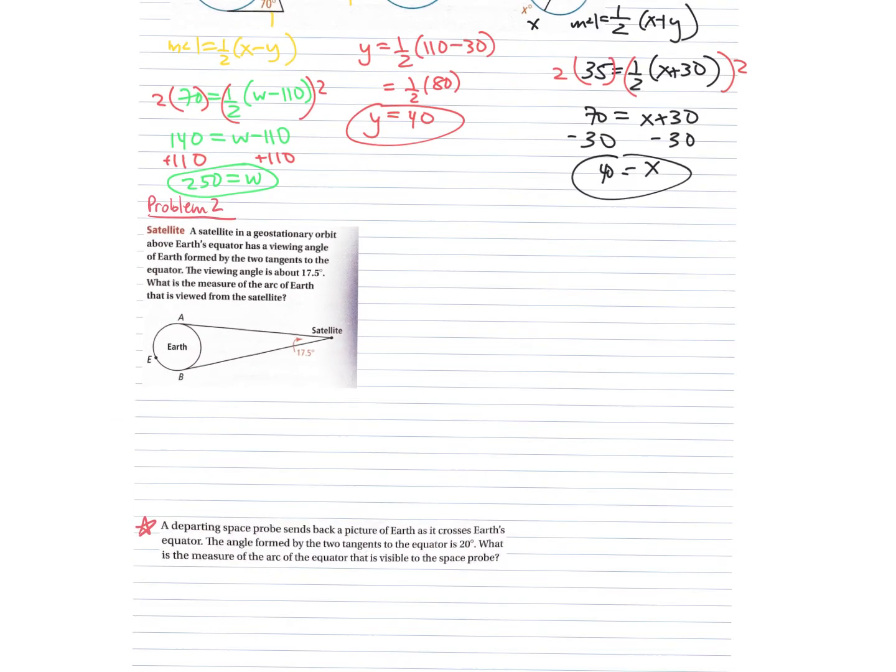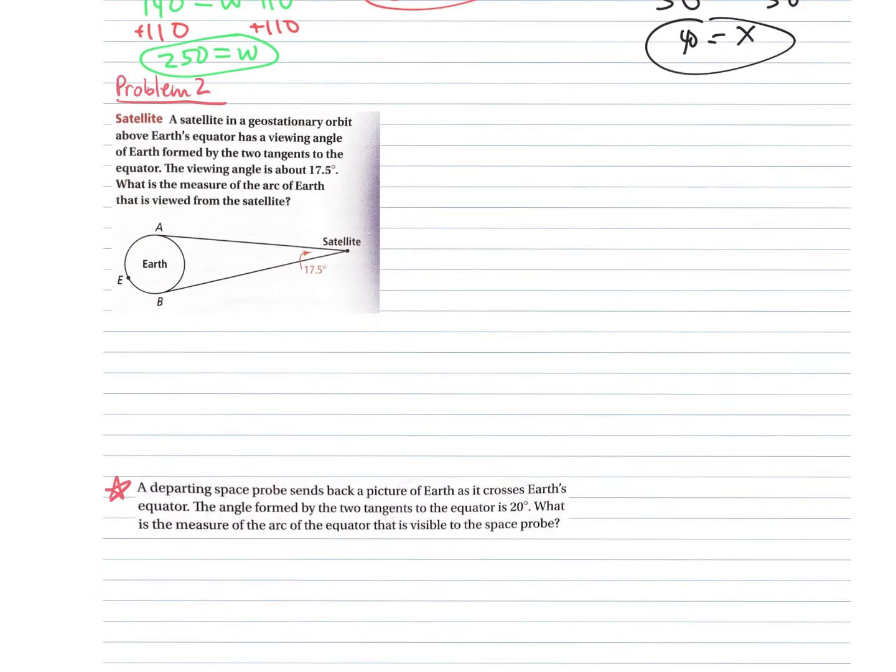Okay, moving on to a word problem. Here we have a satellite in orbit with the Earth's equator. It has a viewing angle formed from these two tangents. The viewing angle is 17.5. What's the measure of the arc of Earth that is viewed from the satellite?